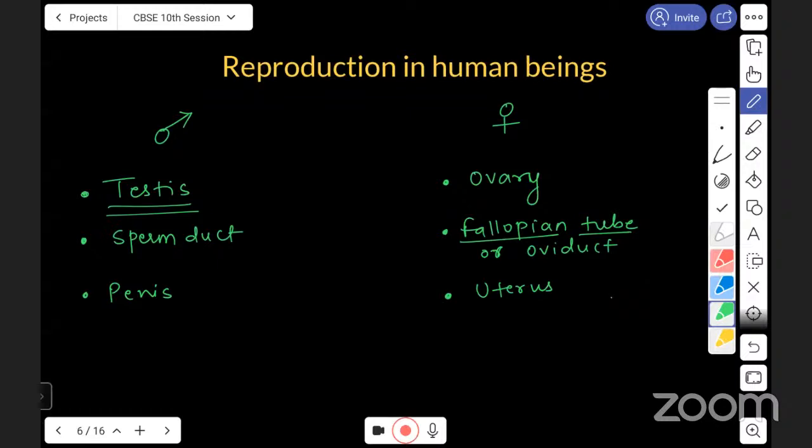Now, what if fertilization does not occur? Then there is no need of this thick lining of the uterus, right? The egg is unfertilized, and hence these inner thick linings break down, they are shed in the form of blood and mucus, and they are released out of the female body through the vagina, right? And this is known as menstruation. It lasts for about 2 to 8 days.